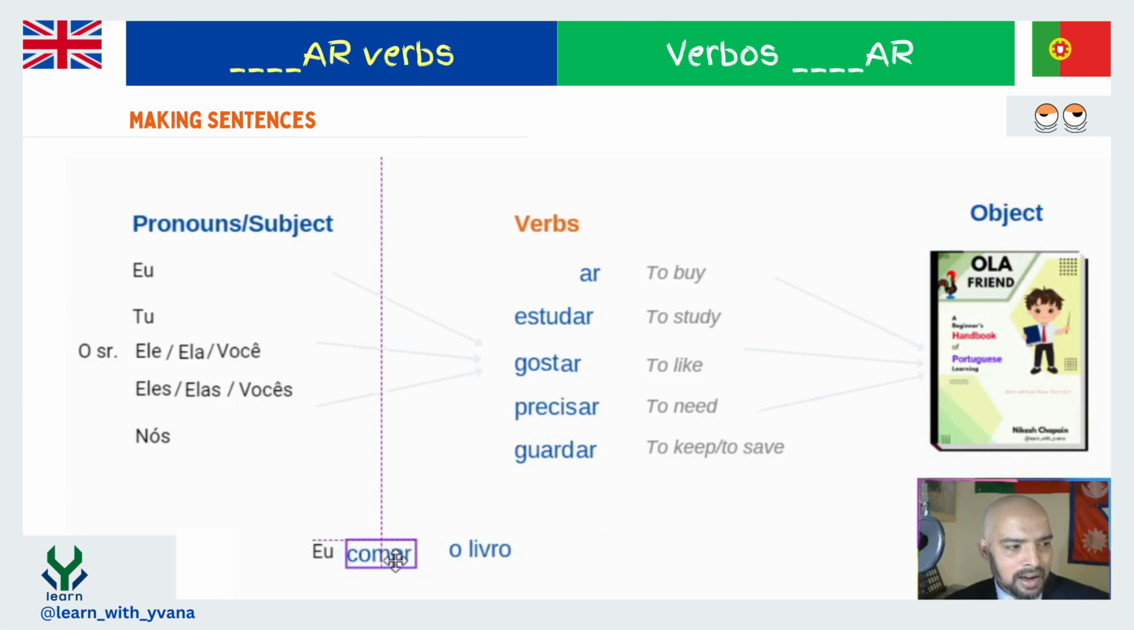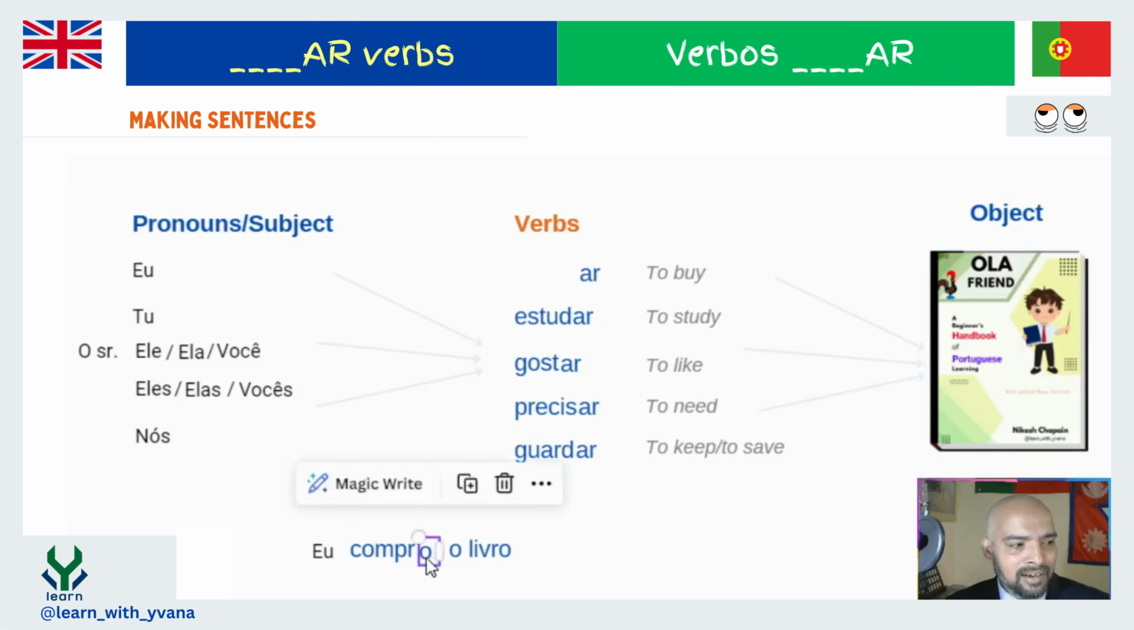And if you do the conjugation with the verb, we add o: eu compro, right? Eu compro. If you add o, that normally sounds like u in Portuguese. Eu compro o livro, right? I buy the book. That is very easy, isn't it? Eu compro o livro. I buy the book. That's it. You need a verb and you need some object and you need the subject.